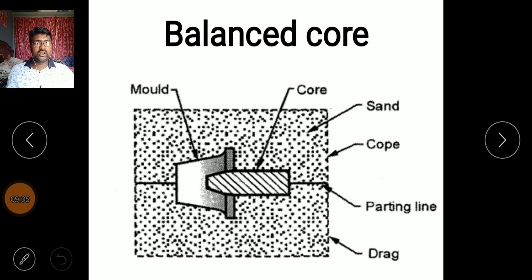Observe in this diagram, here the horizontal core is placed on the parting surface, but it is supported at only one end. But in the case of a horizontal core, it is placed inside the pattern. But here only one end of the core is attached by using the chaplets.